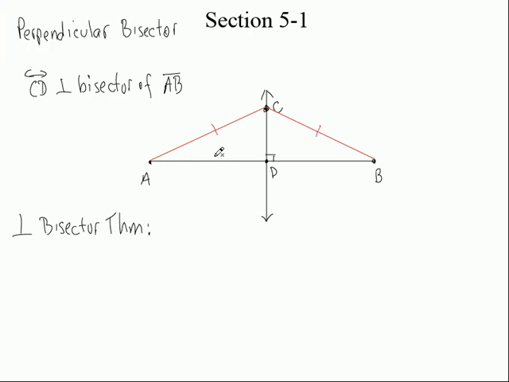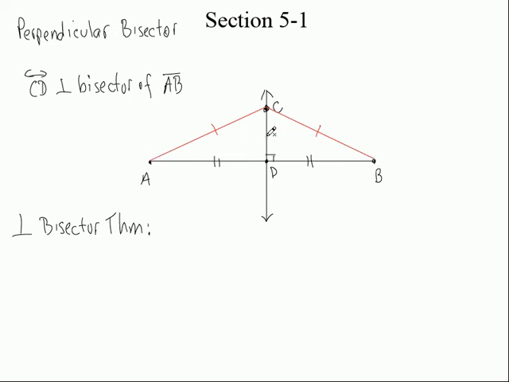So what did we start with? We started knowing that AD and BD were equal to each other, correct? We knew this was a right angle. If I know that, look, I could take any point on this perpendicular bisector and it's going to be equidistant from the endpoints of that segment.